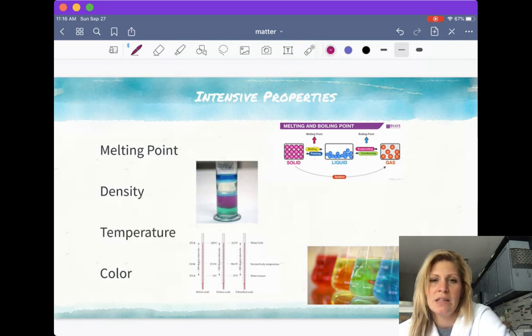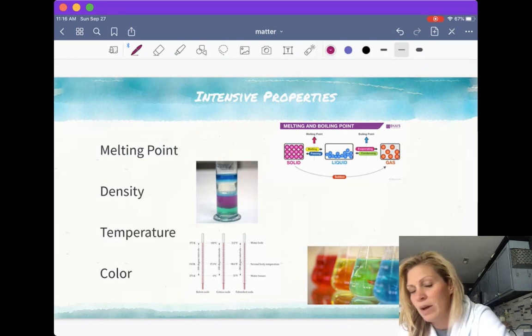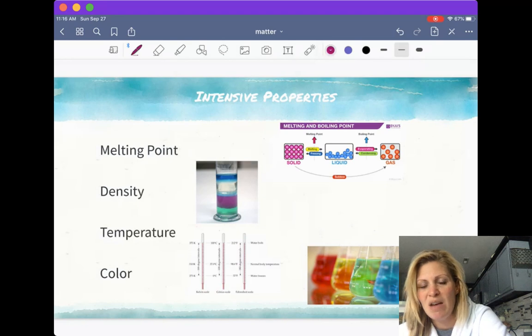Melting point is the point at which a solid turns into a liquid. So it's whatever the temperature is that it starts melting. Boiling point is going from a liquid to a gas. So it's the temperature at which a liquid starts to boil. And these are not dependent on the amount of substance.